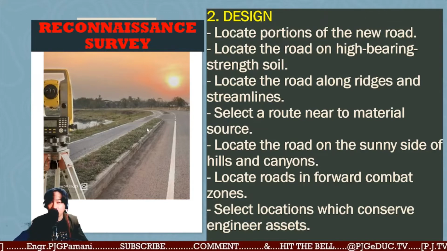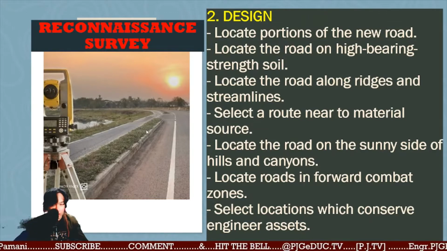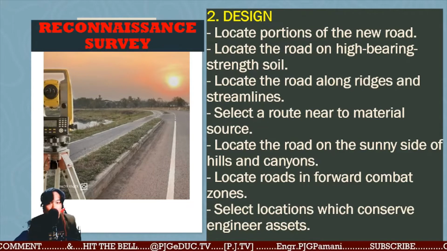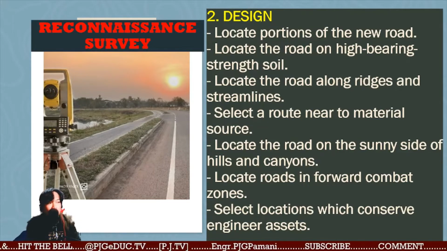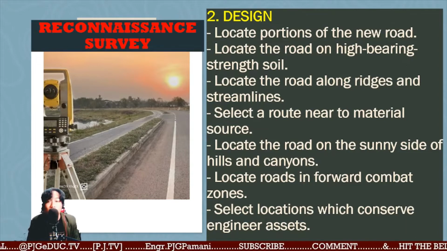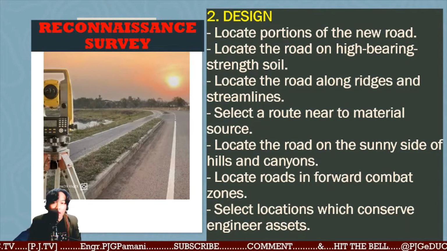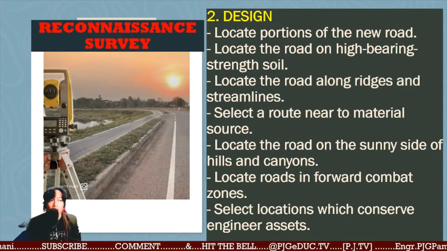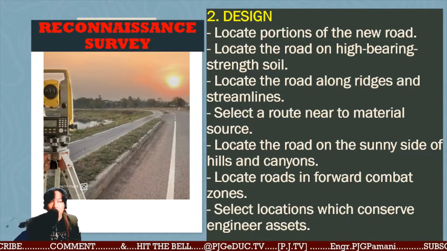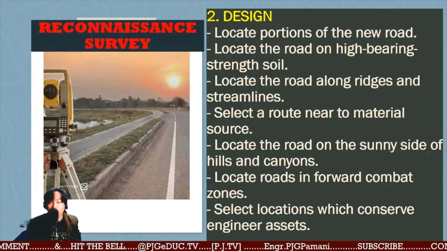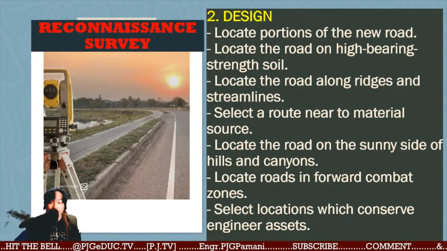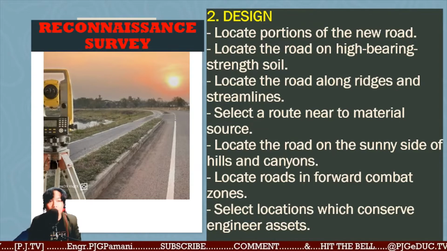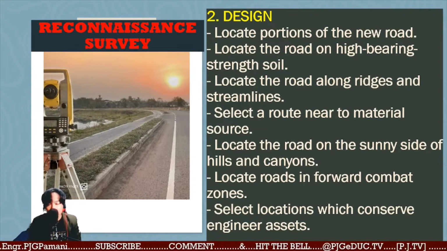Locate the road on the sunny side of the hills and canyons. Then locate roads in forward combat zones. Forward combat zones are roadways used by military forces for war, for distributing resources, military forces, and military arms. Those are some considerations for military forces, or military considerations.